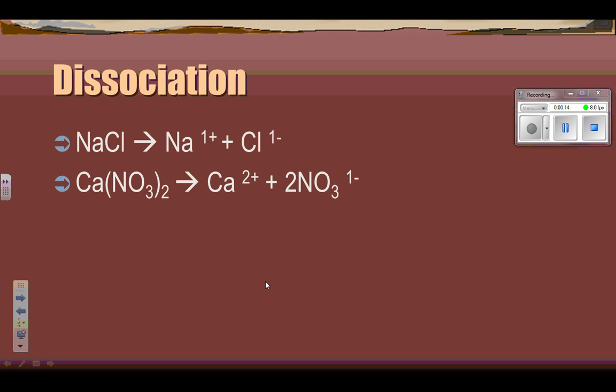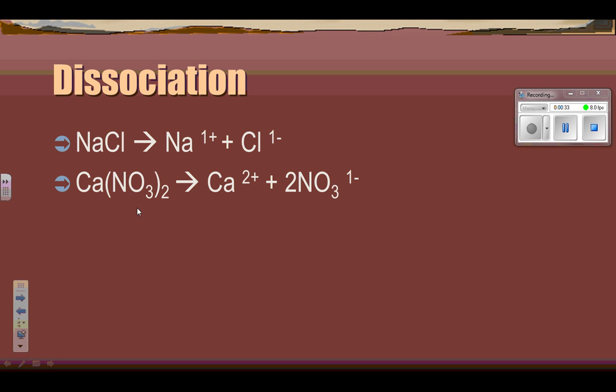I picked a couple of substances to dissociate here, like we did in the discussion of ionic equations. If we put salt in water, it dissociates into sodium ion, +1, and chloride ion, which is the -1. So when we put a soluble substance into water, it's going to dissociate.